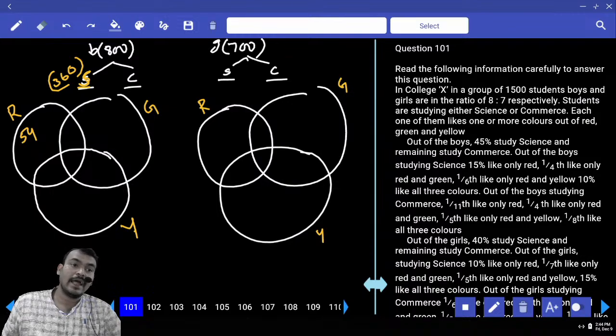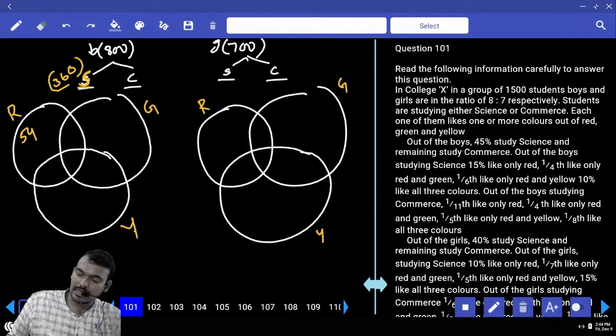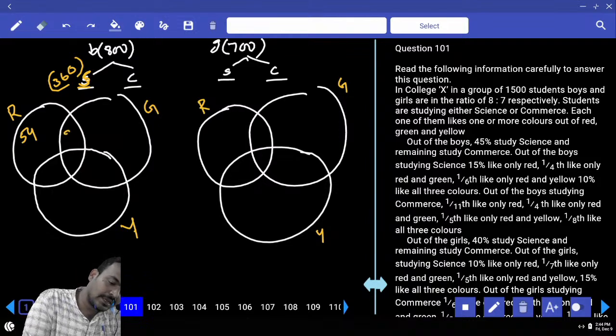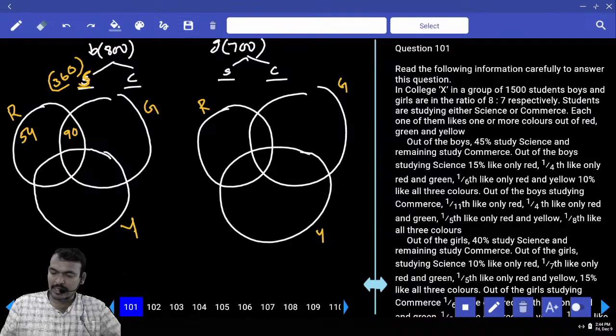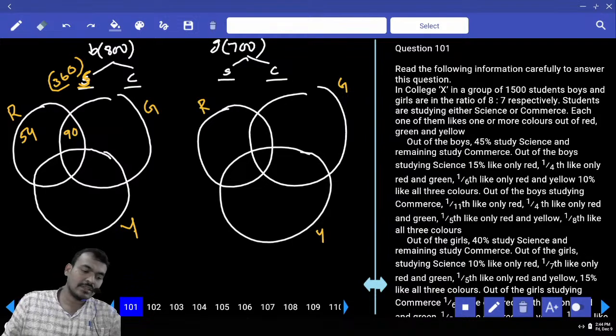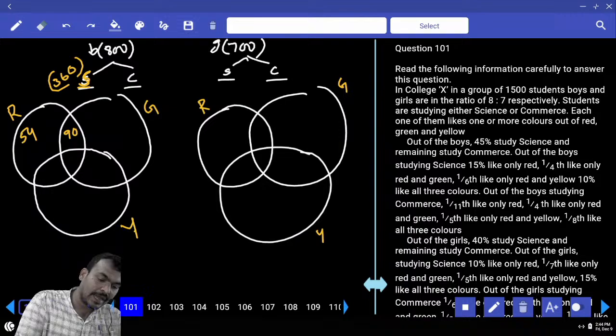Next, 1/4 like only red and green. What is the 1/4 of 360? 90. That 90 are red and green. Red and green is how many members? 90 members or not? Okay. Next, 1/6 like red and yellow. What is the 1/6 of 360? 60. That 60 are which one? Red and yellow.